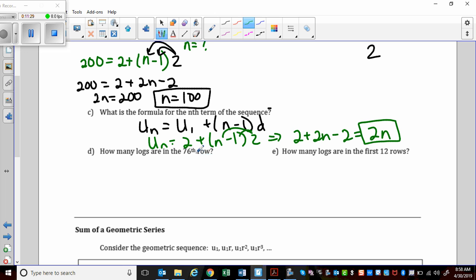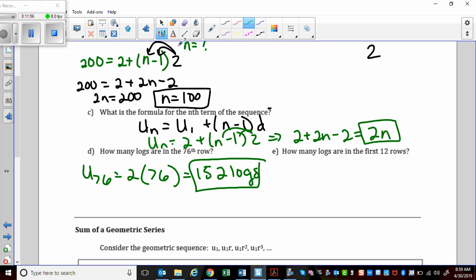How many logs are in the 76th row? And this is why they asked us for this. So in the 76th row, this is our formula. U sub 76 equals 2 times 76. We figured that out right here. This, I think, is 152 logs in this row.